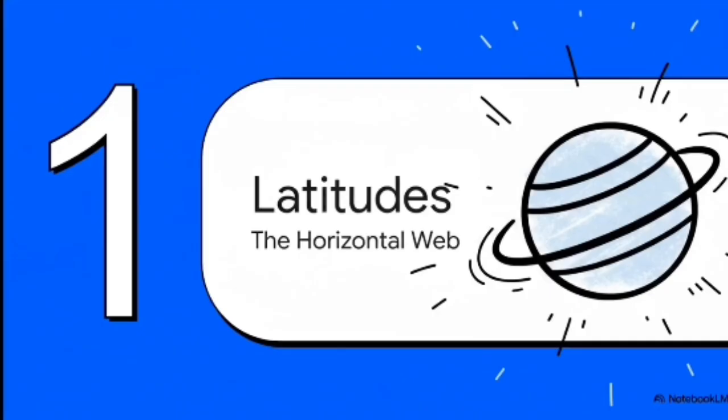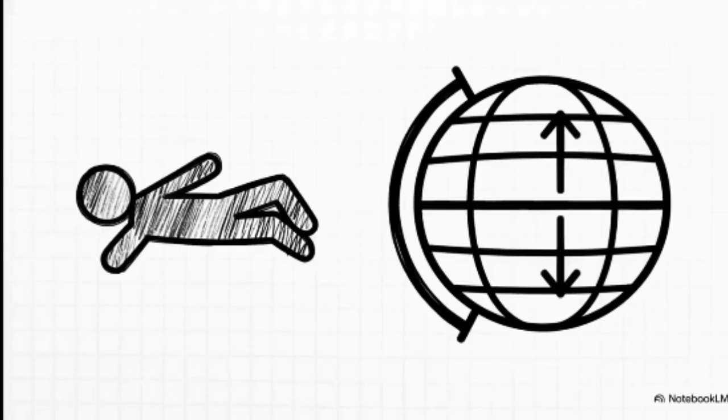Okay, let's dive into section 1, latitudes, the horizontal web. So let's break this grid down, starting with those horizontal lines. A great little trick to remember this is latitudes are lying down. These are the lines running horizontally from east to west across the globe. But okay, here's the tricky part that kind of catches a lot of people off guard.